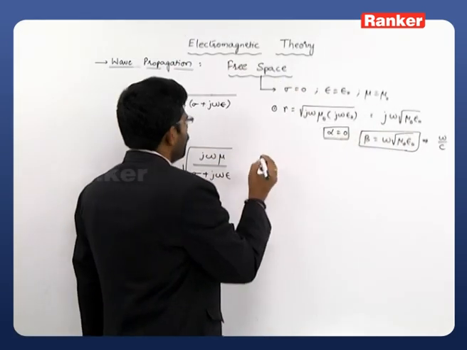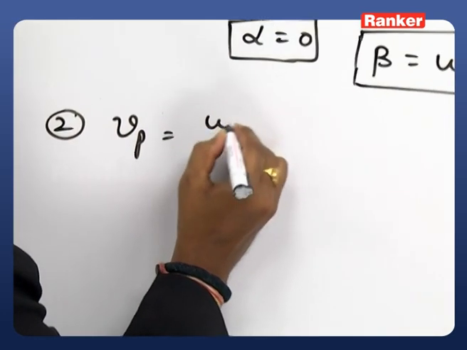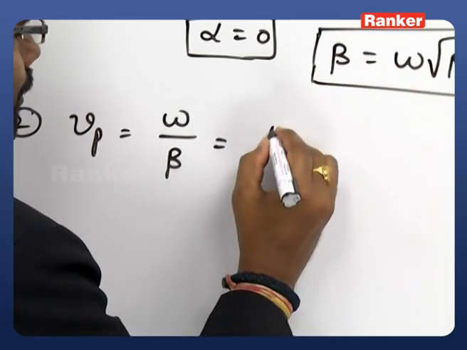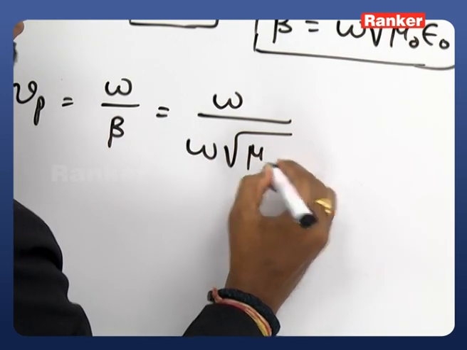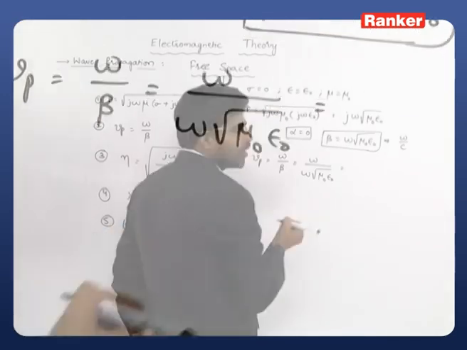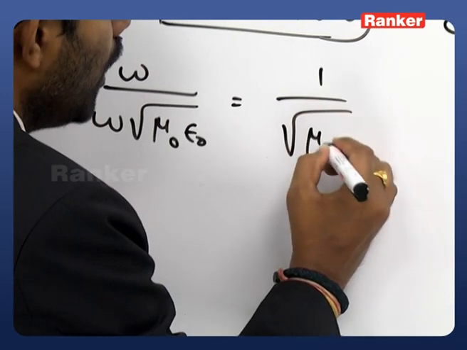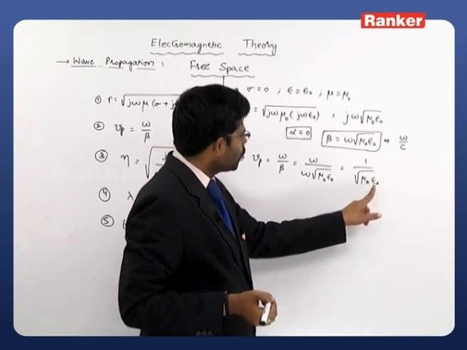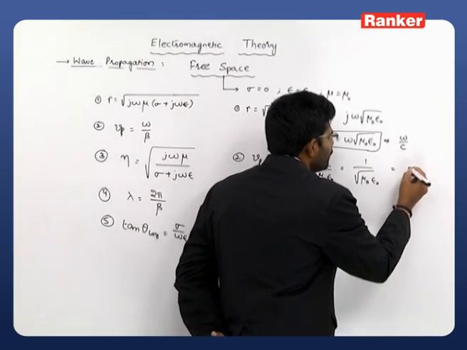And the second quantity we have is phase velocity. That phase velocity is equal to omega by beta. What is beta here? Omega under root mu naught into epsilon naught, so it is just 1 by under root mu naught epsilon naught. As we said, this 1 by under root mu naught epsilon naught is the velocity of light, simply it is equal to c.